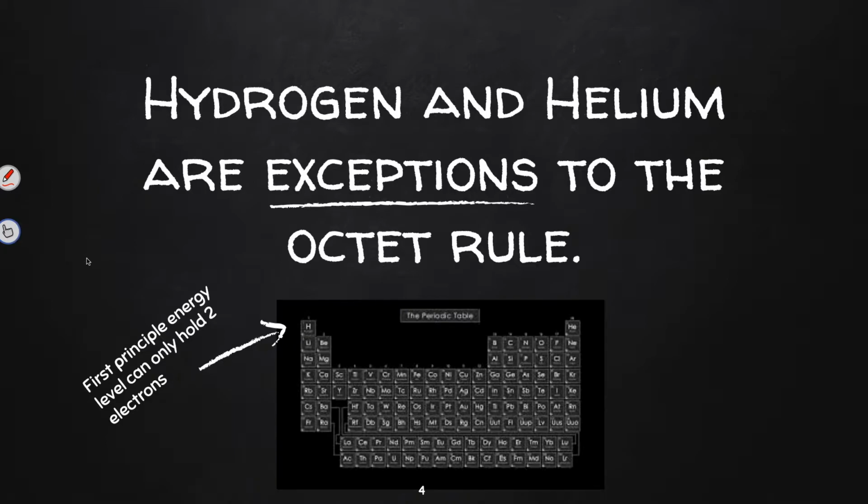Hydrogen and helium are exceptions to this octet rule. Those elements are found in the first principal energy level. And from your last notes, you found that the first level can only hold 2 electrons total. So hydrogen and helium are happy with either 0 or 2 electrons.